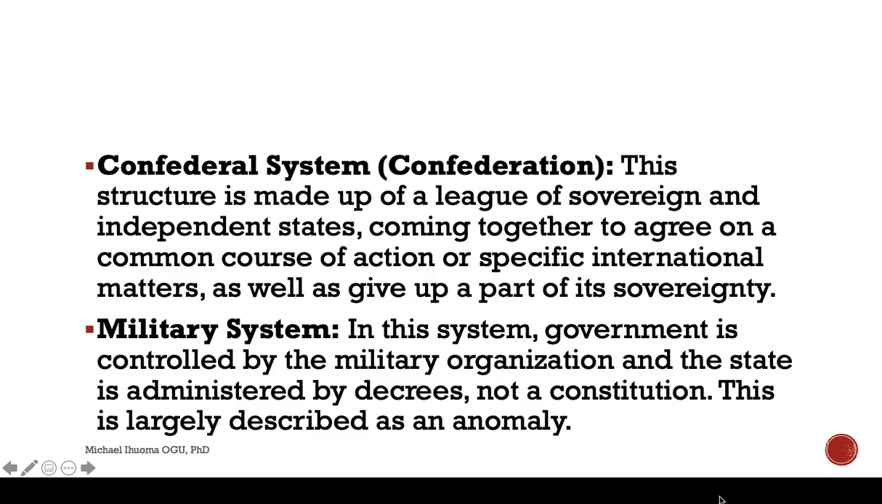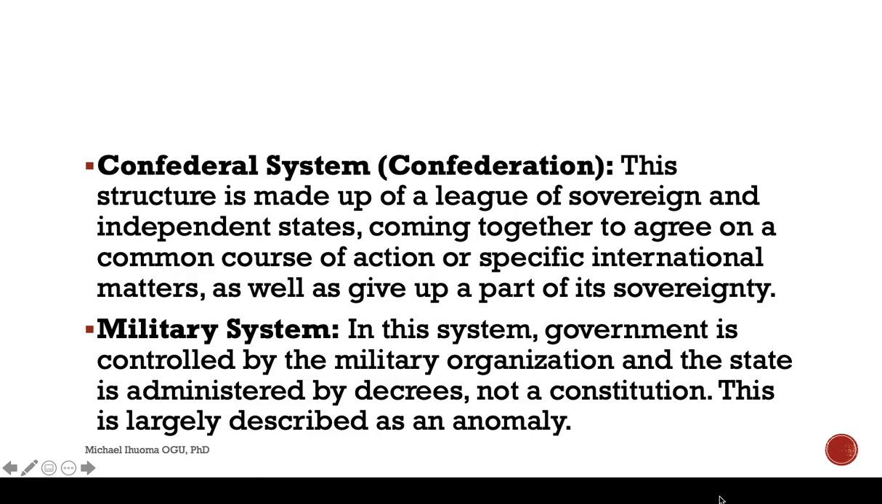So this is a very unique structure of government which doesn't presently exist. The last confederation that is known in political science was the Union of Soviet Socialist Republics, the USSR, which broke up in 1991 into over 15 different sovereign states. So that is the last known confederation, perhaps, that we could make as an example, that existed. So that is the confederal system of government.